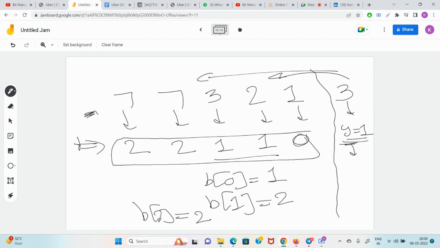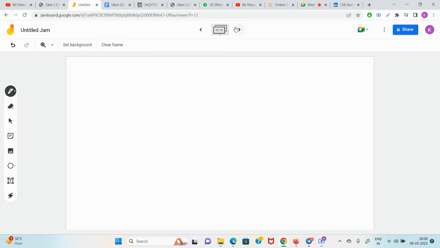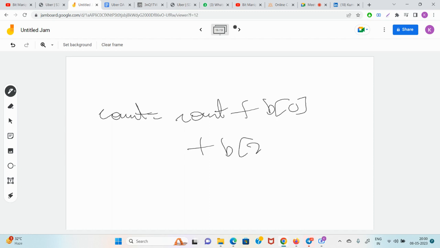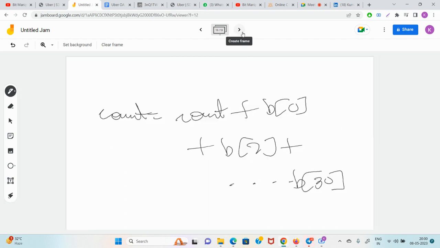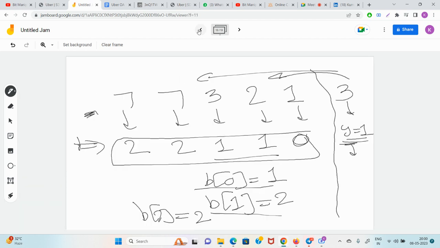So the answer is count equal to count plus b of 0 plus b of 2 plus till b of 30, something like that. We will not include b of 1 because then it will become same as MSB. So how many guys are there? B of 0 there is one guy, b of 1 there is two guys, so answer will be count equal to count plus 1 plus 2, which is 3.